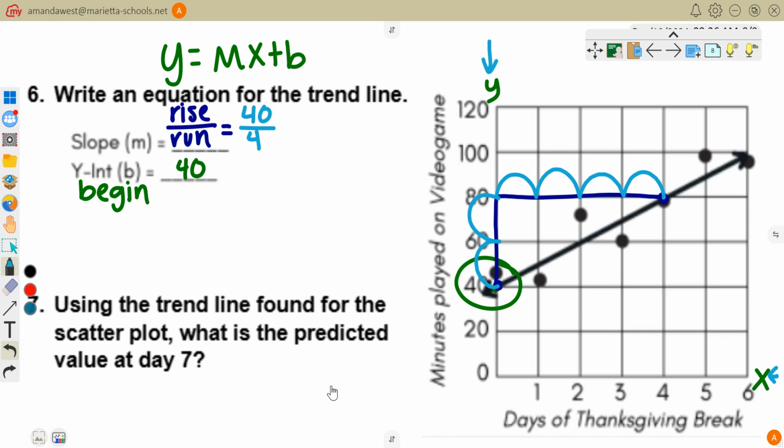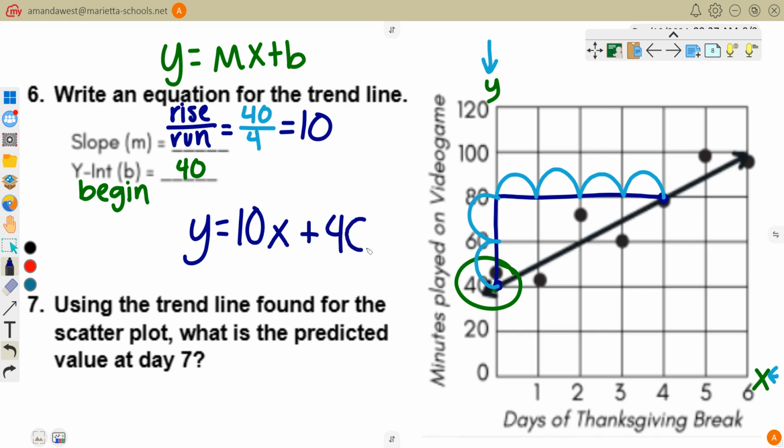Everyone see that? All right. So my slope here is 10. Now I can write my equation, right? Y equals 10 for my m, x plus 40, which was my b. So now I have my equation.